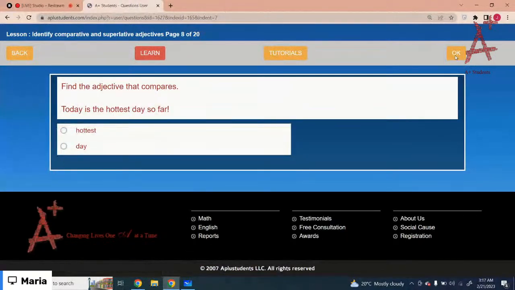Today is the hottest day so far. So which is the correct option? Hottest is the correct option. Got it? Because it is ending with est. So the correct option is hottest.